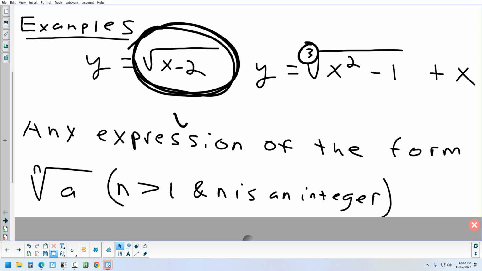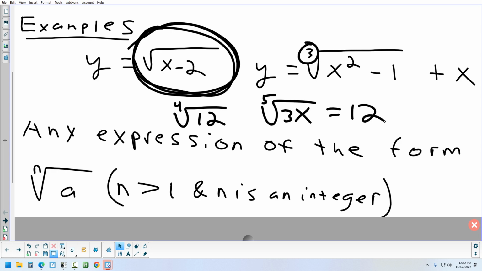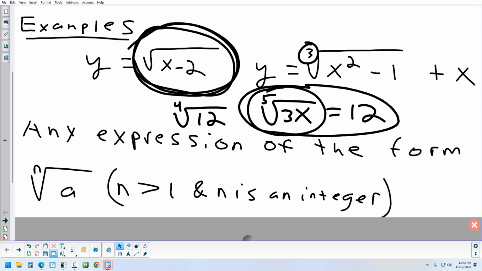So here's an example of another radical expression. That's the 4th root of 12. This is the 5th root of 3x. Those are both examples of radical expressions. They're not equations because they don't have equal signs in them. Now it's an equation you can solve. Okay? So radical expression, what I just circled; radical equation is that whole thing I just circled.